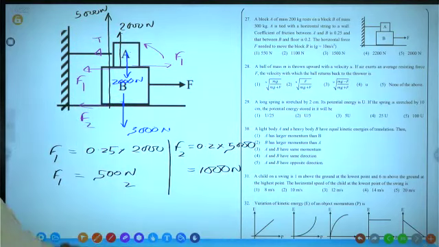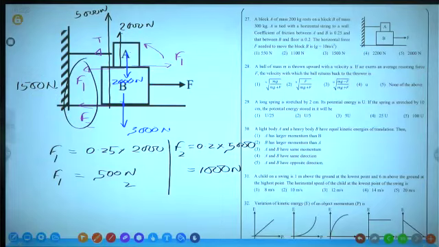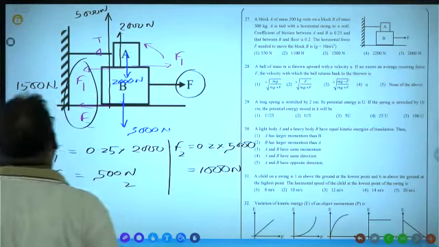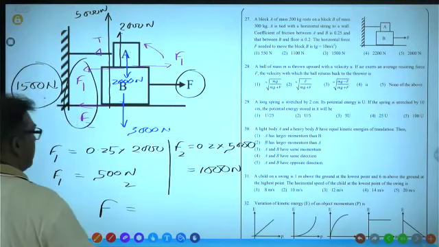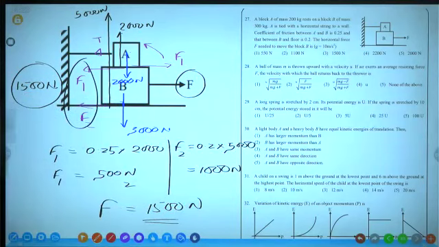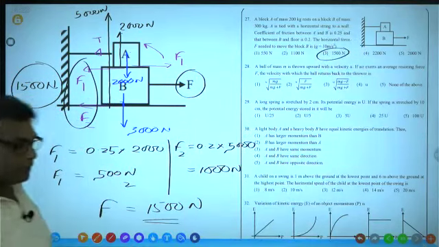Then the overall backward force is 1500 Newton. What's the question? The horizontal force F needed to move the block B. So this force should be equal to the sum of these. Then F would be 1500 Newton. Done. Is that clear? Right. Then the correct answer is the third one. Done. Okay.